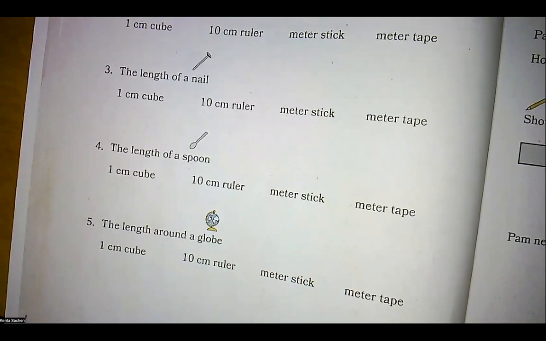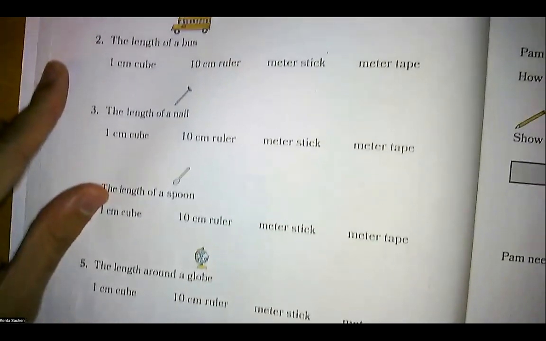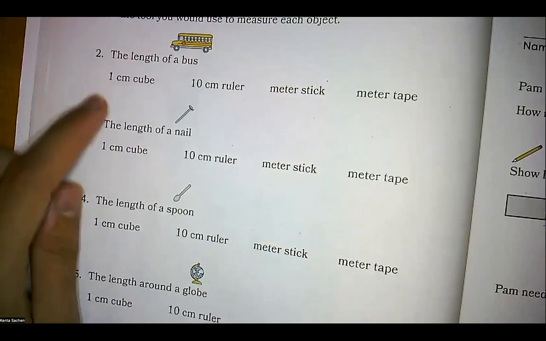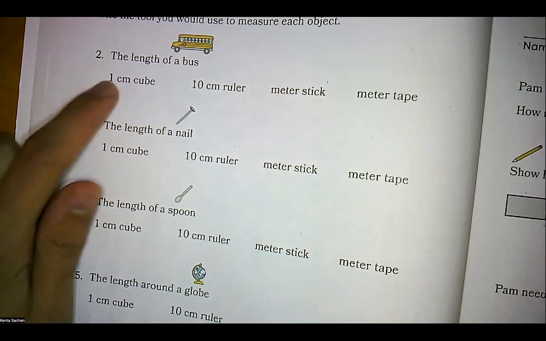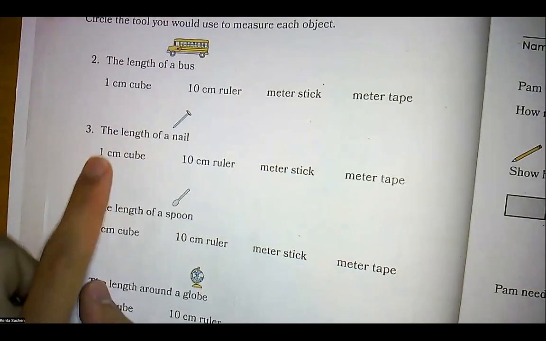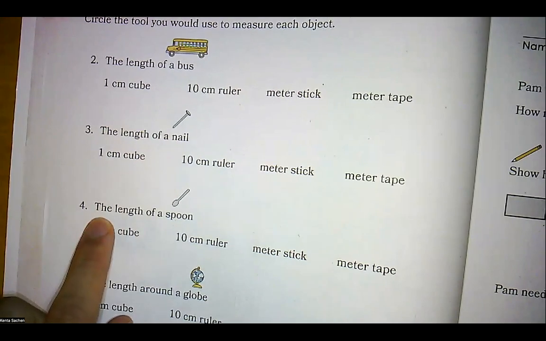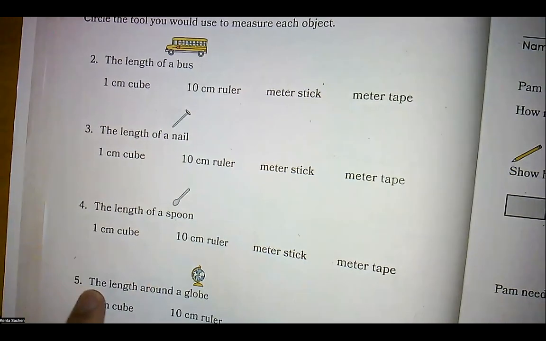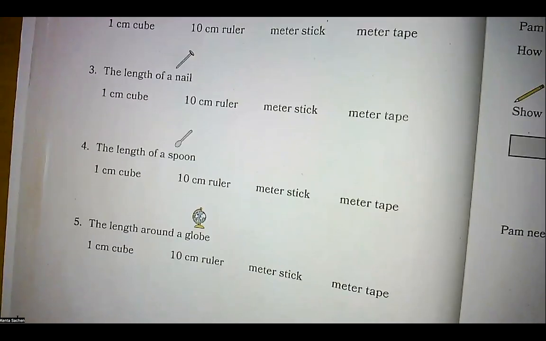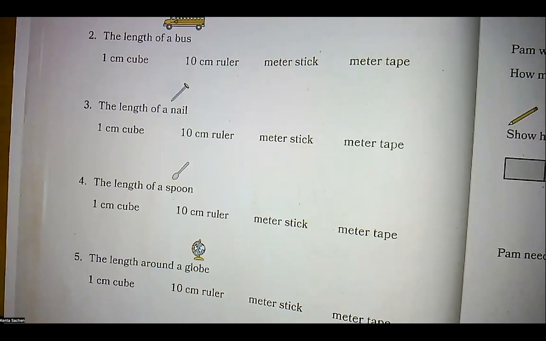So on page 46, I want you to think about what is the best tool to use to measure the length of a bus, the length of a nail, the length of a spoon, and the length around a globe. Okay, try to pick the best option for each of these.